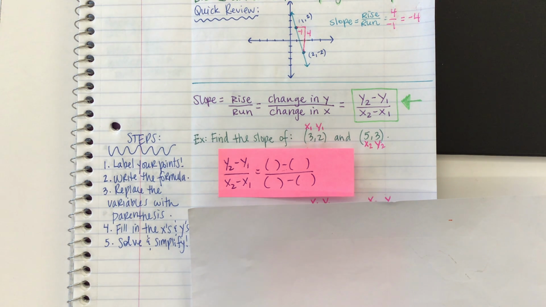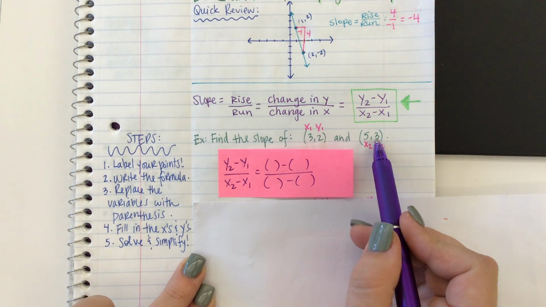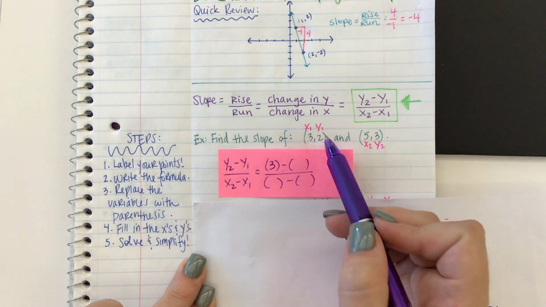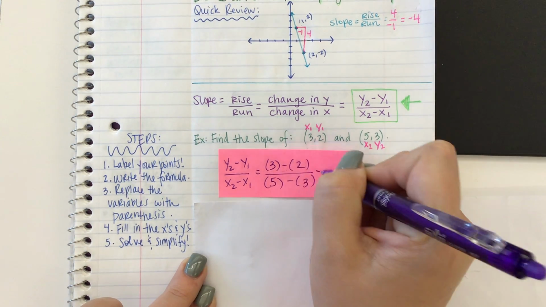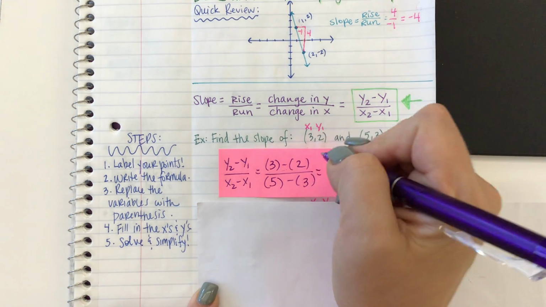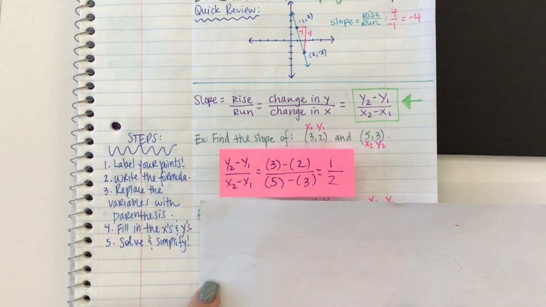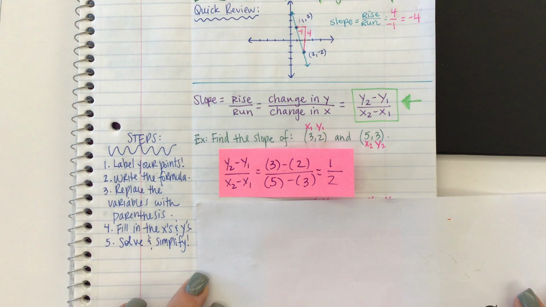The next step is to fill in the x's and the y's based on the formula given. So my first parenthesis is y2. So looking at my points, y2 is equal to 3. So I'm going to go ahead and put that in there. Then we go to y1. y1 is 2. x2 is 5. And x1 is 3. And my last step is to solve and simplify. So 3 minus 2 is 1, and 5 minus 3 is 2. And my slope of this line is 1 over 2 because I cannot simplify that any further.